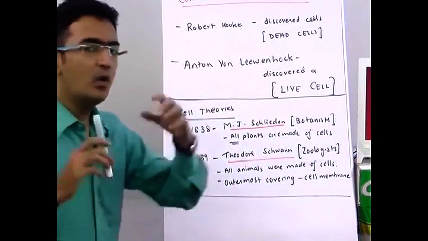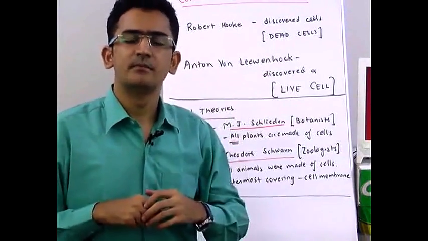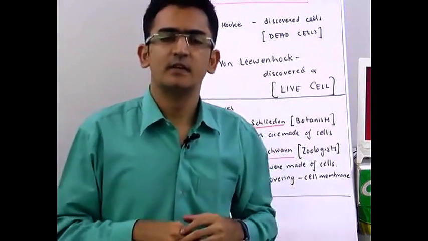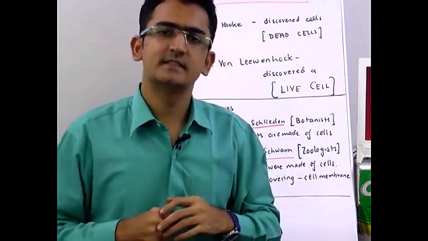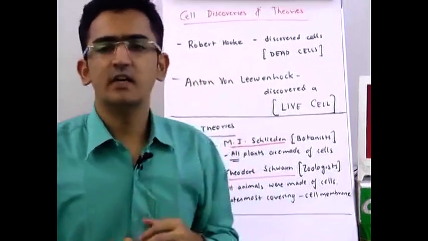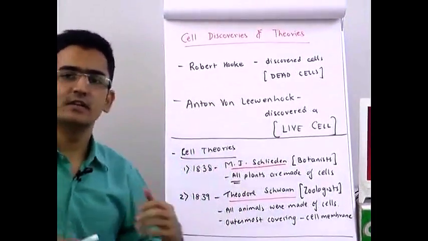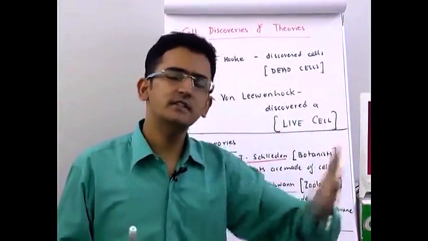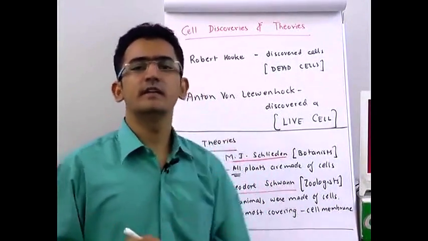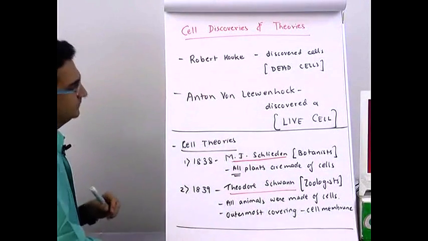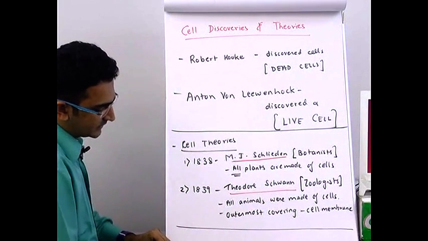But how are new cells formed? How do we get new cells? What happens to the old cells? This was not studied a lot in detail by M.J. Schleiden and Theodor Schwann. We had another scientist who did a lot of work in this field. So we continue the cell theories on the next slide.